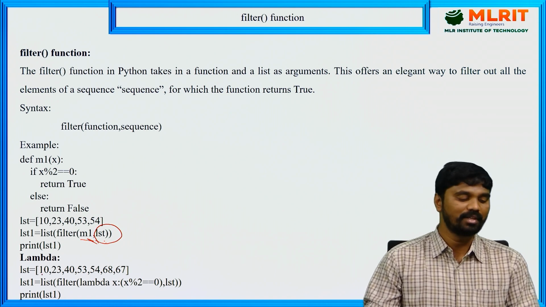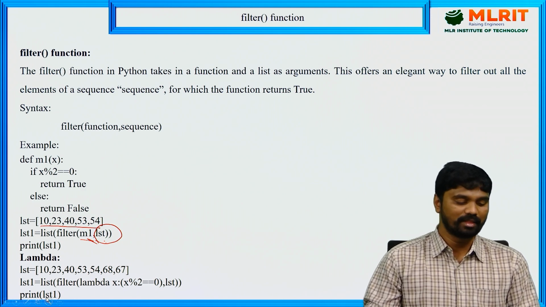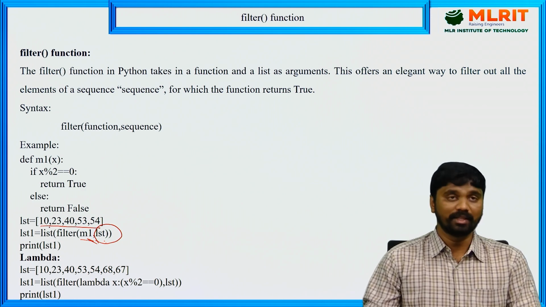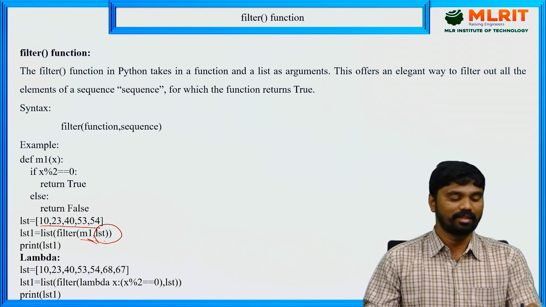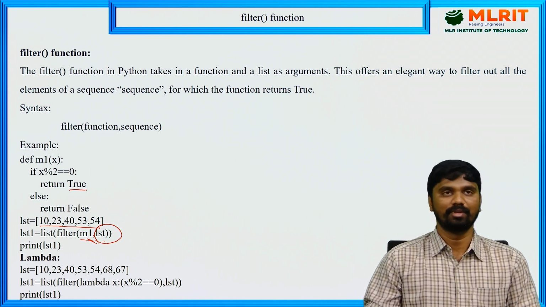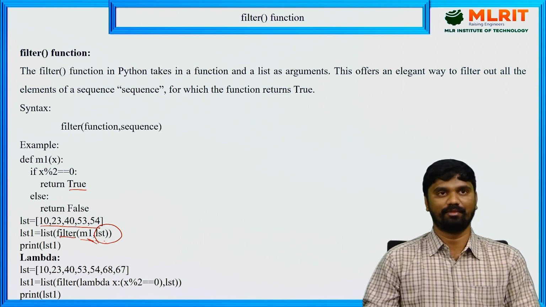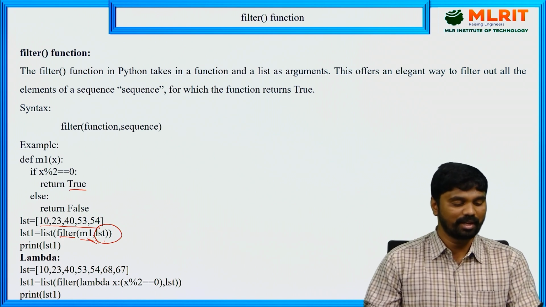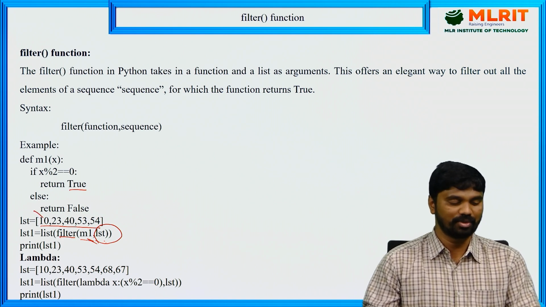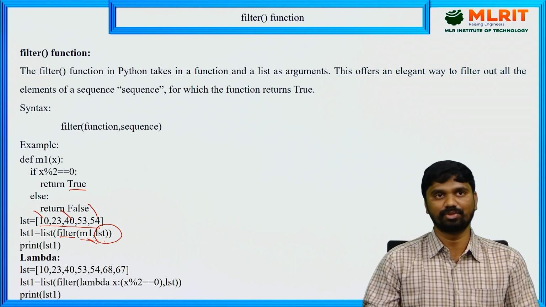That means whichever numbers in lst get the true value, the filter function is going to filter those values. For example, here 10 gets true, 40 gets true, and 54 gets true.